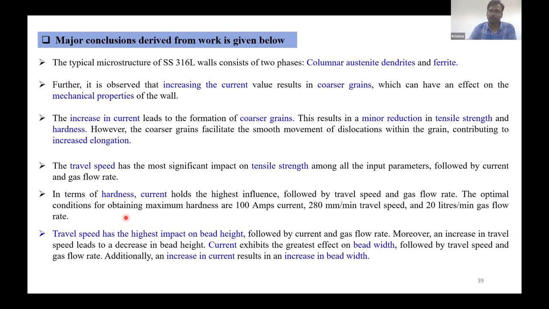And also increasing the travel speed reduces the formation of dendrites at the interlayers and inner layers. Regarding the bead width and bead height, the current and the travel speed are the important parameters, but increased current will obviously increase the bead width. That is some of our observations from our work.